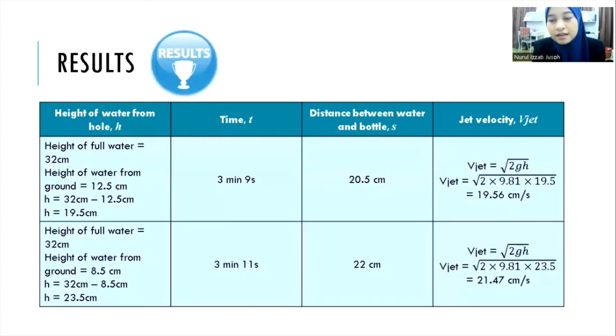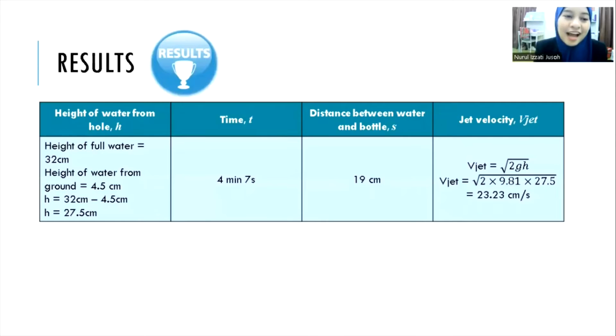The fourth data that I have recorded for this experiment is the height of the water from the hole is 23.5 centimeter, and the time taken for the water to stop flowing from the hole is 3 minutes and 11 seconds. And the distance between the water and bottle, which is S, is 22 centimeter. And the jet velocity for the fourth data is 21.47 centimeter per second.